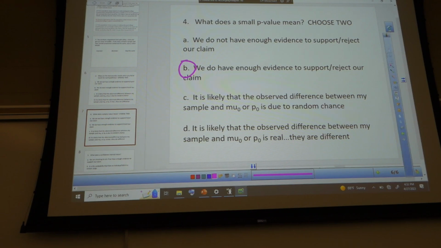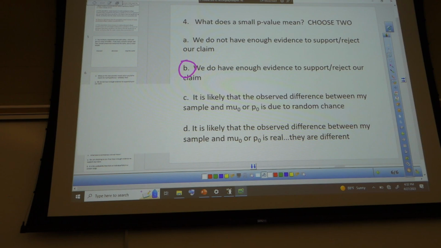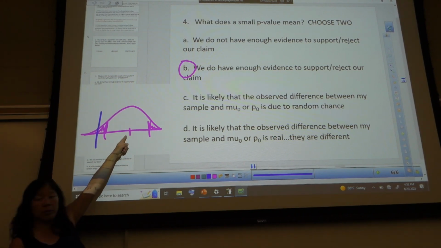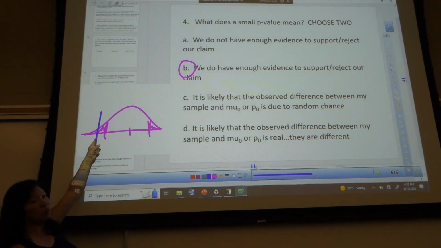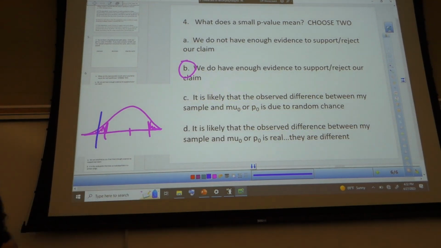And then, is it likely that the difference between my value and the observed value? Again, we're looking at this situation here. Here's my value. Let's see, I rejected. So small p-value, am I in the shaded area or the non-shaded area? Shaded area, I'm over here. So here, is it likely that the difference between my sample and mu naught, remember mu naught or p naught's always in the center, is due to random chance, or is due to the fact that they really are different? They're different. They really are different.